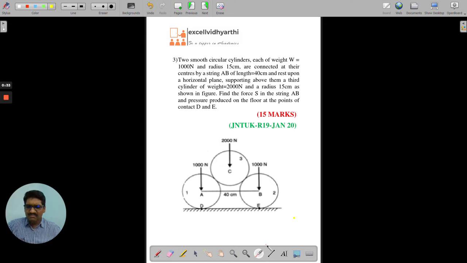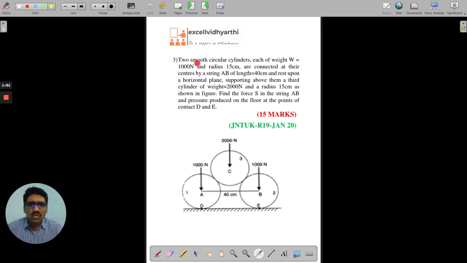He might be asking the reaction forces at all the contacts, or he might be asking the tension force in the string that is connecting from A to B. So let me read the question and see what is expected.